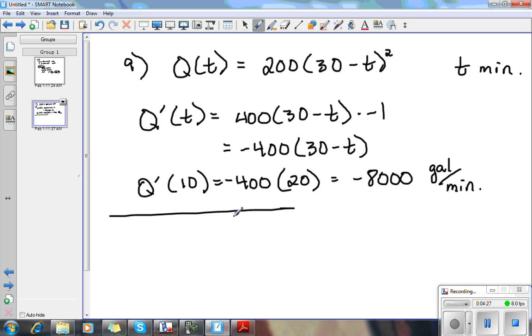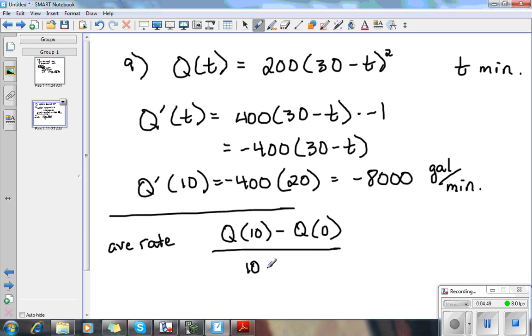But that's different from the next part of the question. What is the average rate at which the water flows out during the first 10 minutes? So now I'm being asked about the average rate over that 10-minute period. So I'm going to be looking at Q of 10 minus Q of 0 over 10 minus 0. That gives me the average. So remember, instantaneous rate is the derivative. Average rate is just like finding the slope. So I'm going to plug a 10 into my function. I'm going to do that separately and then come back here.